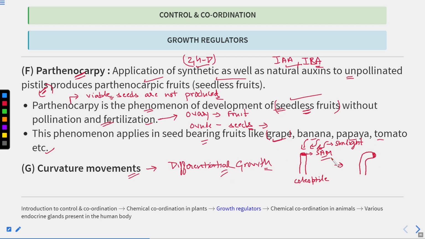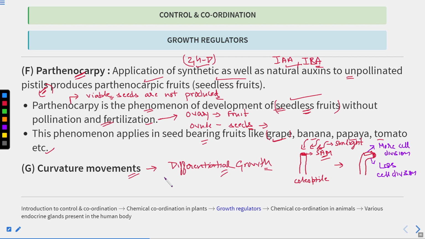So what happens here? There is synthesis of the auxin hormone, and there is more cell division in the one region. In this region, due to accumulation of the auxins, there will be more cell division as well as cell elongation. And in this region, there will be less cell division and cell elongation. Clear? So these are known as the curvature movements.